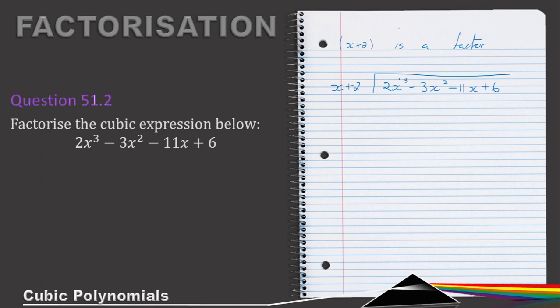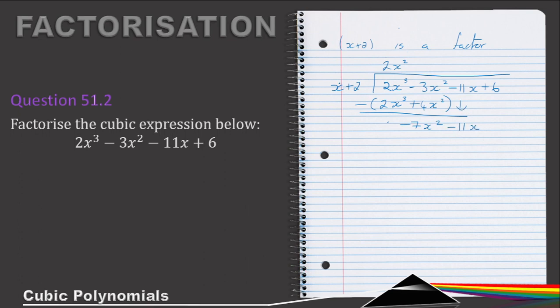So this divided by x gives me 2x^2. This times this, or 2x^2 times x, gives me 2x^3 again. 2x^2 times 2 is plus 4x^2. Subtract. Remember your brackets. So that becomes 0. This one's sign changes. That becomes minus 7x^2, because we're subtracting. Then bring down the negative 11x.